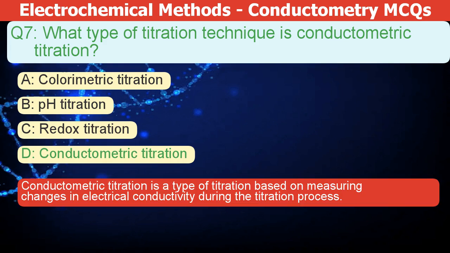The correct answer is D. Conductometric titration is a type of titration based on measuring changes in electrical conductivity during the titration process.